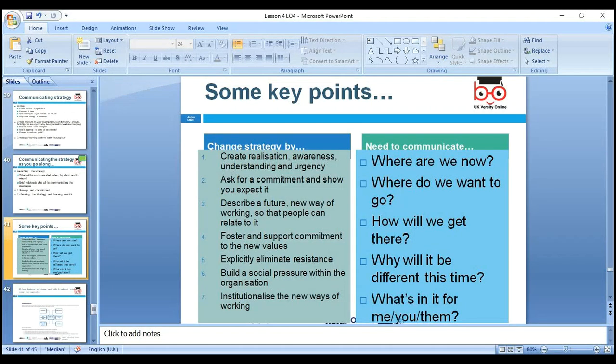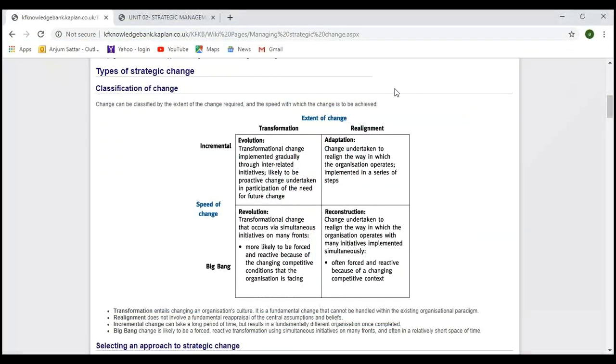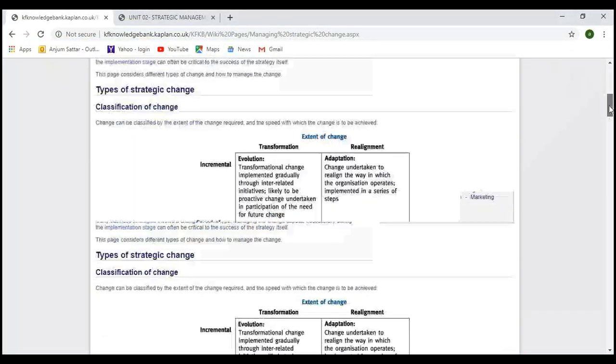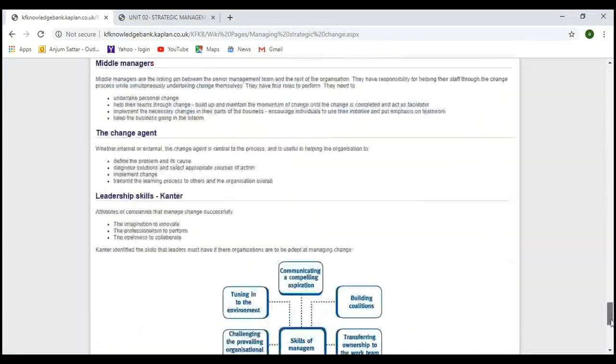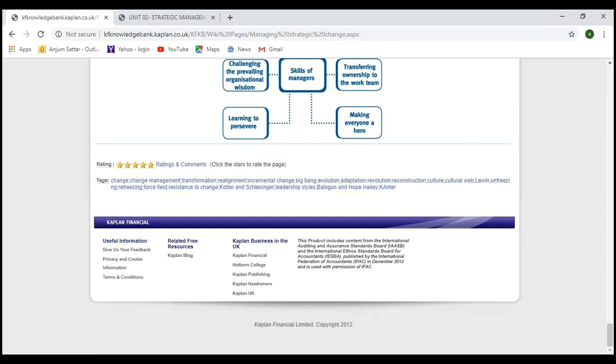I copied the link for you. If you type model of change, and next to that, you write Kaplan, you will find all the material on change as well. I copied the link as well. So please, and you can reference it as well. So all those we discuss.